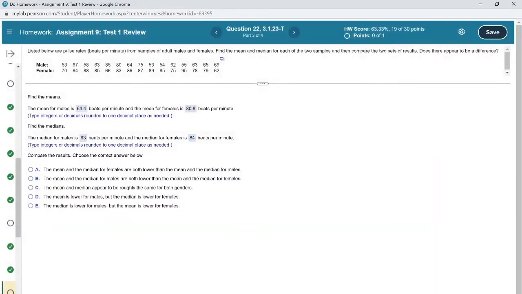Okay, so now as you can see here, the mean and median for the female are both higher than for the male. So compare the results. The mean and median for males are both lower than the mean and median for females. That is the right one.